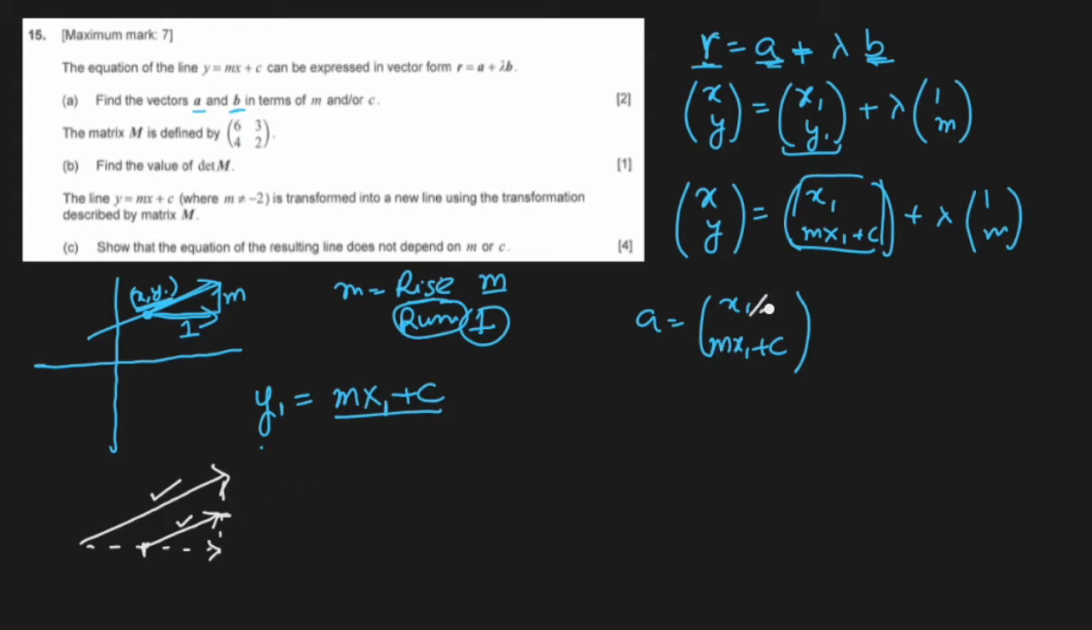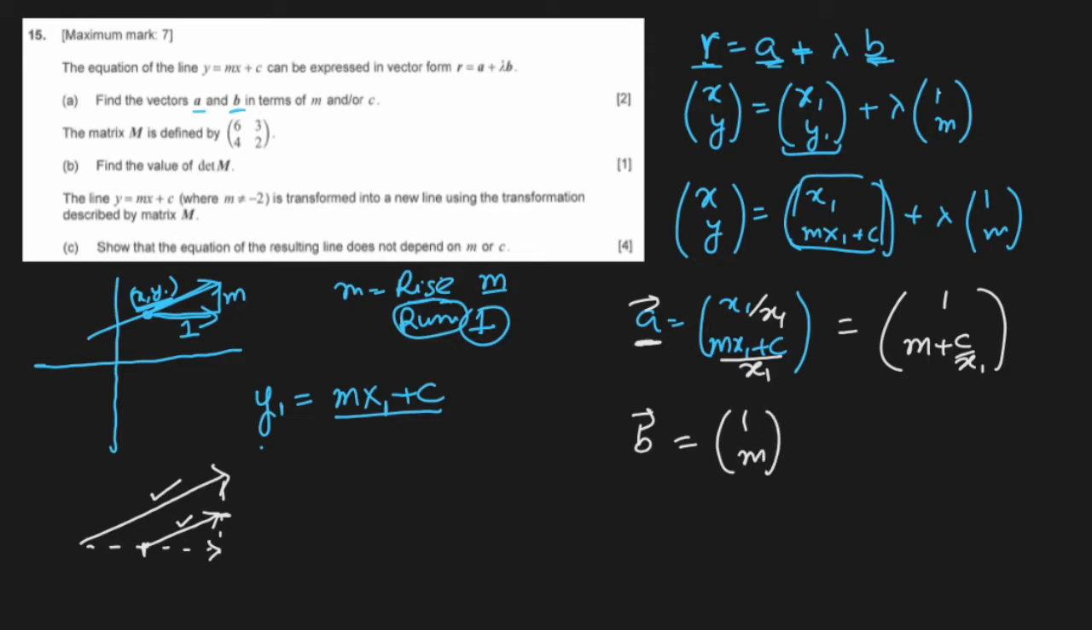So I will divide this by x1 and divide this also by x1. So what do we get? 1, and here it will be m plus c over x1, where x1 is a certain x coordinate of any starting point. This is a vector in terms of m and c. Now b, and b we already know, we have written here, b is 1 m. That's it. What about the next one?